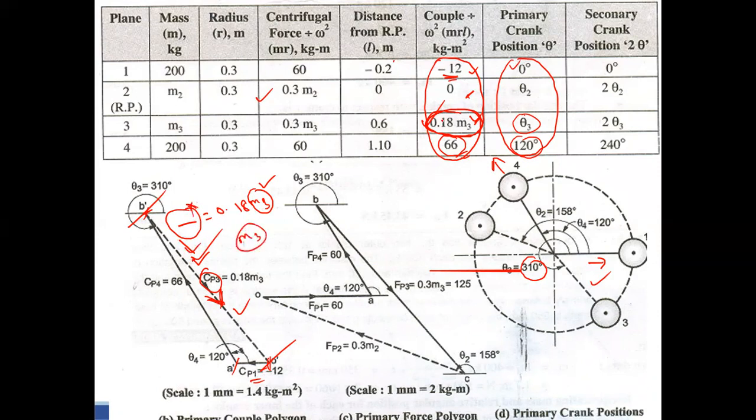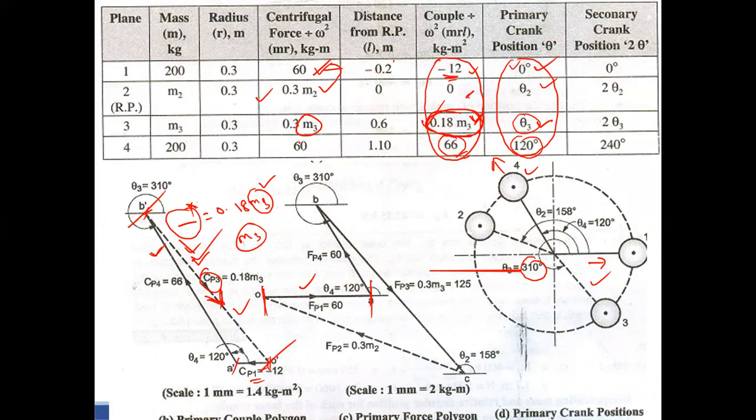So now, by drawing the couple polygon, we have calculated M3 and theta 3. Now you substitute the value here. Now the only unknowns are M2 and theta 2. Now you draw the force polygon. In the force polygon, first you take 60, from this point to this point. For the first one, angle is 0 degree and magnitude is 60. Take some scale, from this point to this point. Next, you take the fourth one.